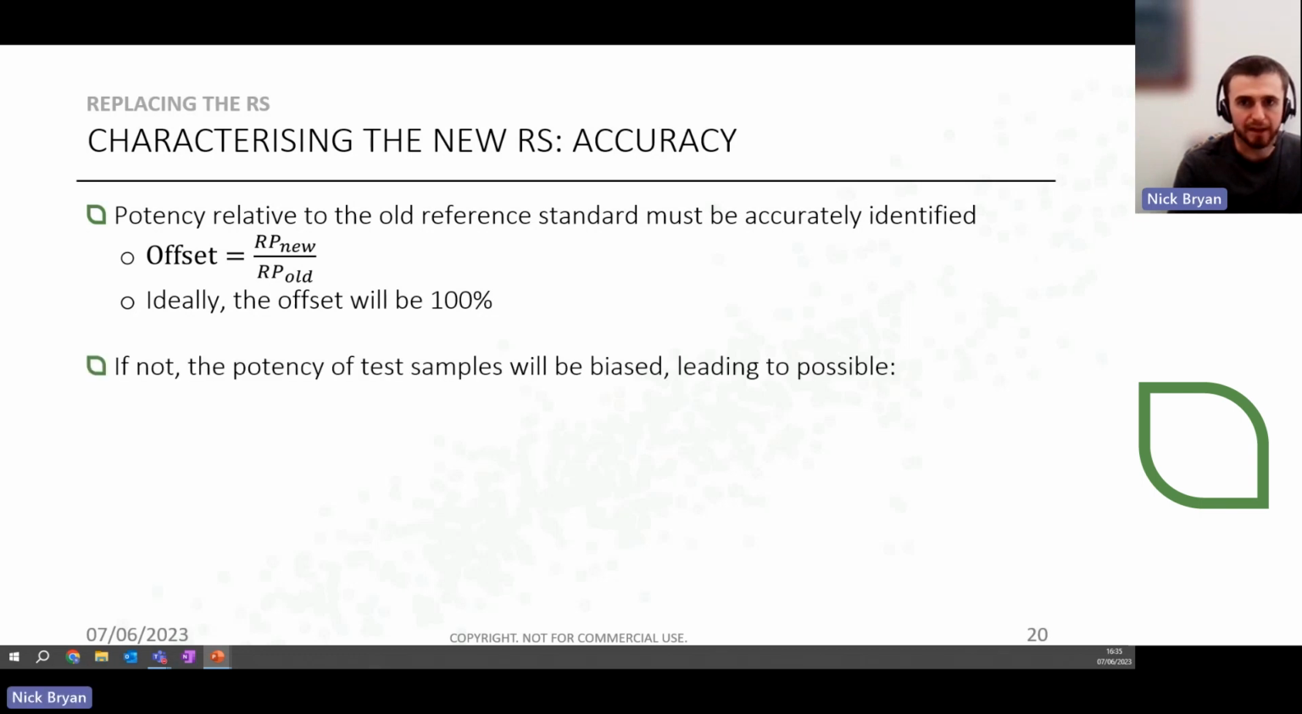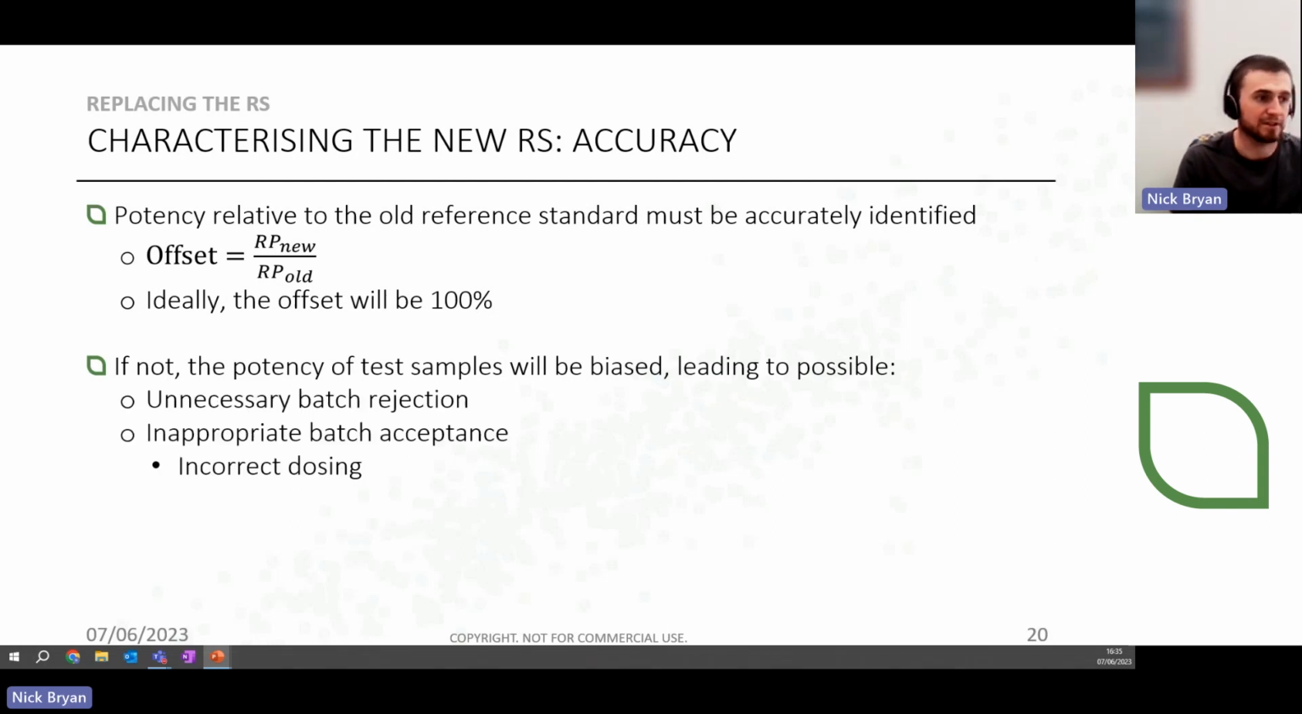If this isn't the case, then that offset value can be used to indicate the potential bias. If we don't calculate this offset value and we don't understand the differences between our old reference standard and our new reference standard, we can end up in a situation where test sample measurements will be biased because we've just applied this new reference standard and we haven't thought about how different it is to our old reference standard.